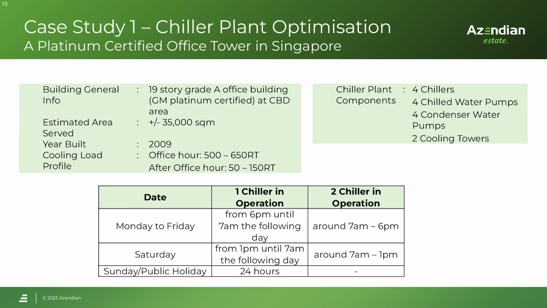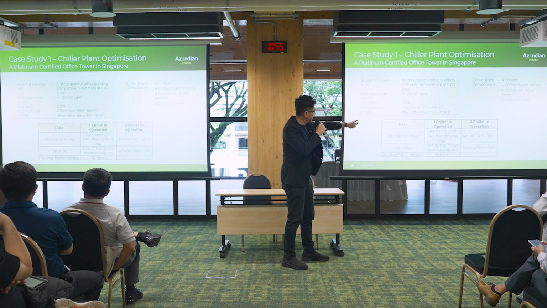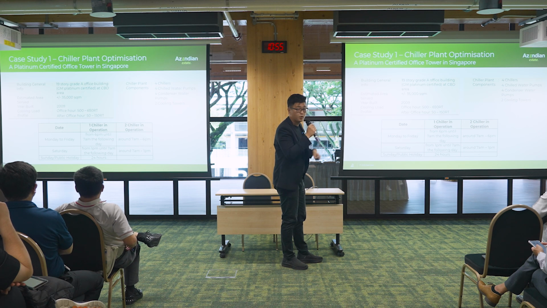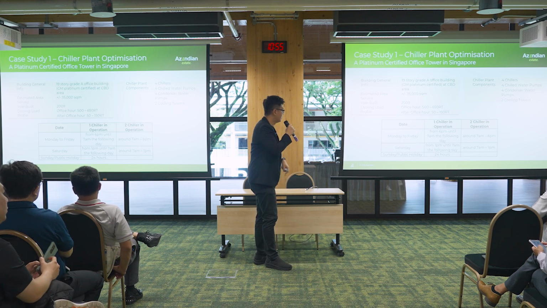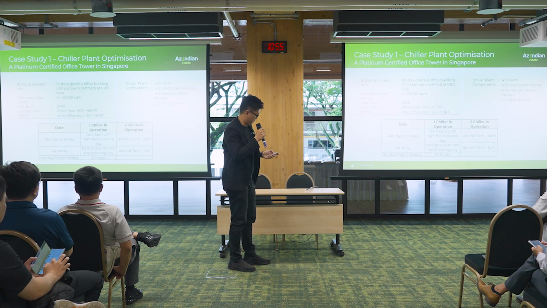Okay, so the table below here shows the original way the chiller plant was being operated when we took over the project. There will be 2 chillers in operation in the peak hour. So peak hours cover 5.5 days, Monday to Friday, 7 a.m. to 6 p.m., and then on Saturday, half day, 7 a.m. to 1 p.m. Then for the remainder of the time, there will be only 1 chiller in operation.